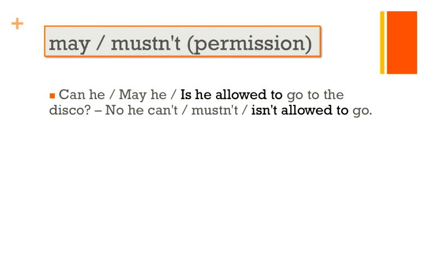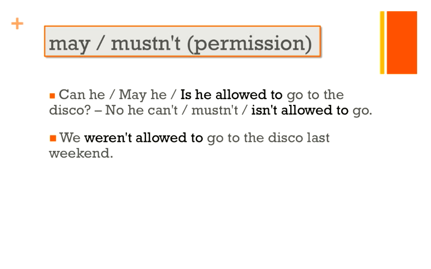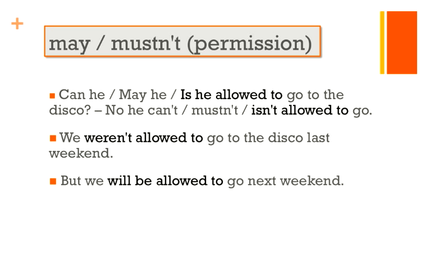Let's have a look at a couple of sentences. Can he or may he go to the disco? And now you can also ask, is he allowed to go to the disco? And the answer: no he can't, no he mustn't, or no he isn't allowed to go. Or we weren't allowed to go to the disco last weekend, which is the past tense, but we will be allowed to go next weekend, which is the will future.